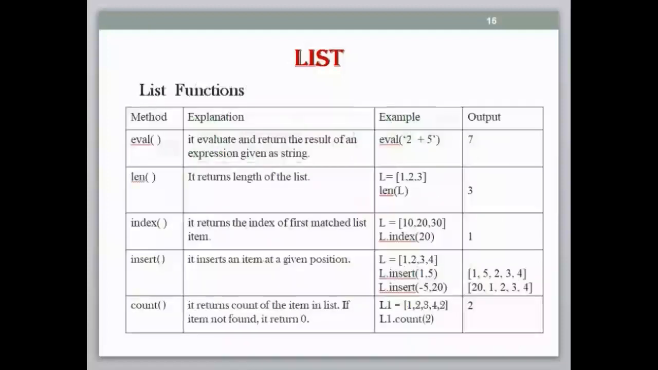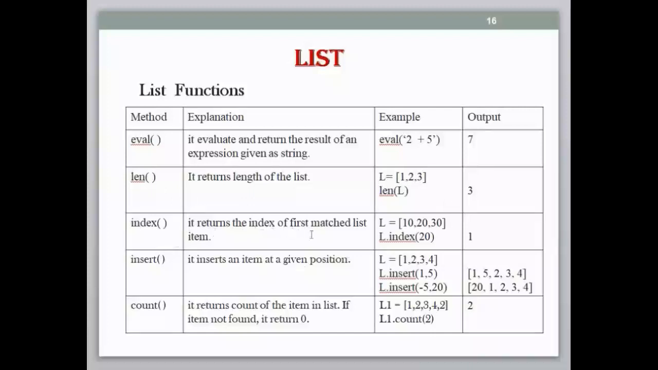List functions. Eval. It evaluates and returns the result of an expression given as string. Like eval 2 plus 5, it will return you 7. Len. It returns the length of the string. L equals to 1, 2, 3, len of L is 3.